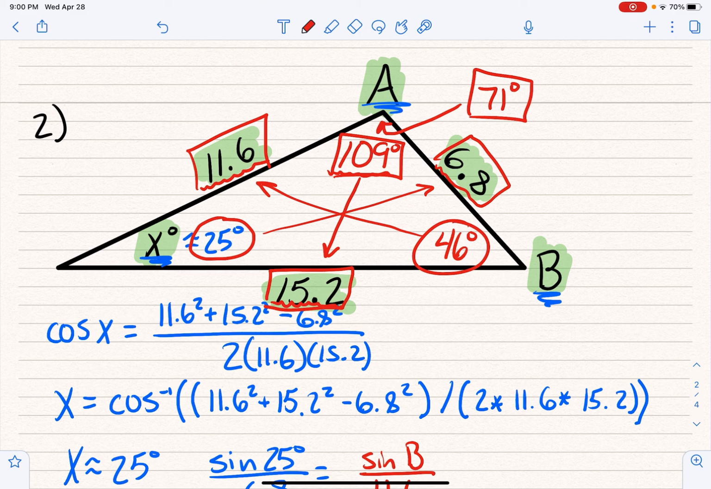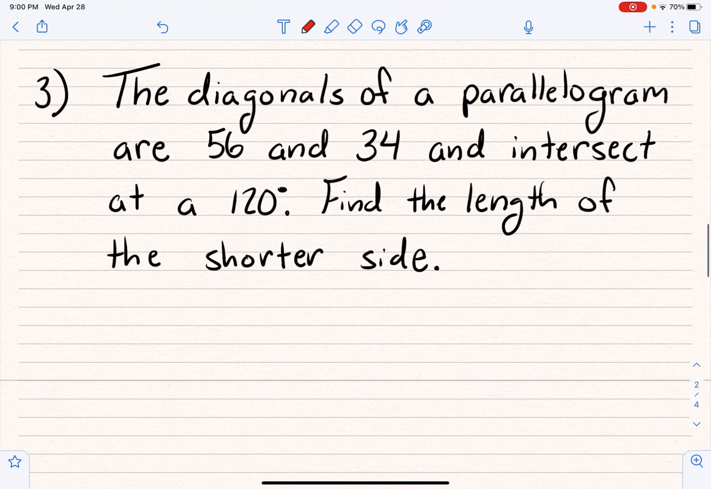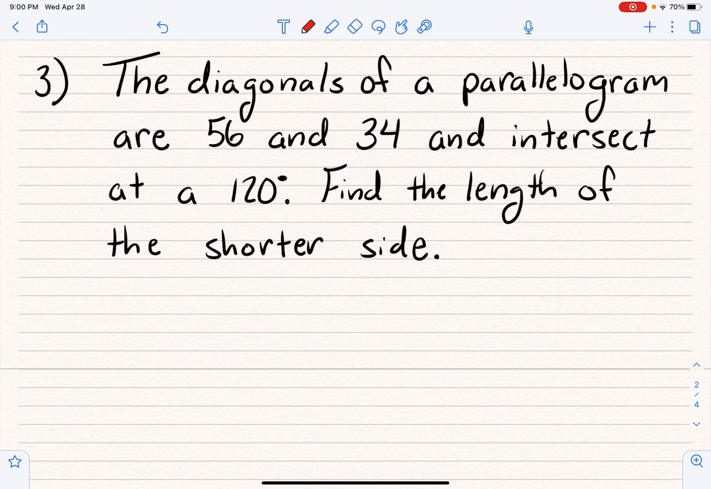All right, next problem. The diagonals of a parallelogram are 56 and 34, and they intersect at 120 degrees. Find the length of the shorter side of the parallelogram. Okay, so here's our numbers, 56, 34, and 120 degrees.